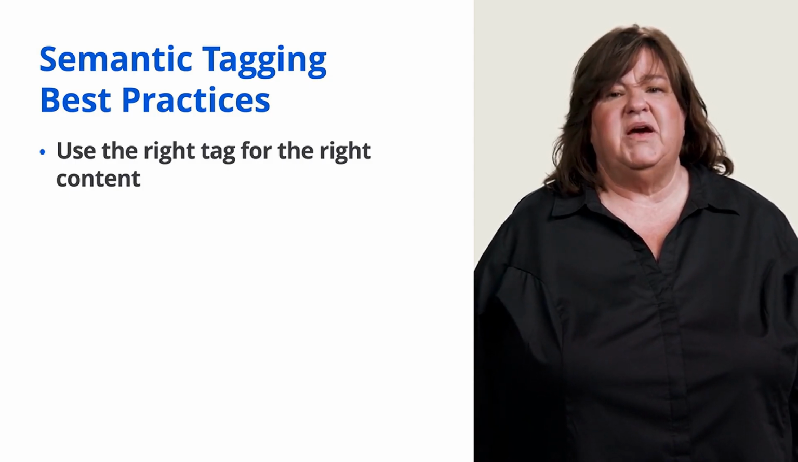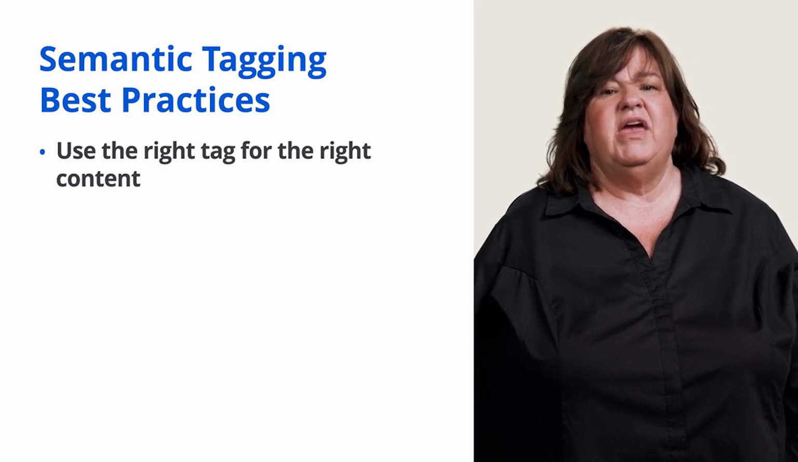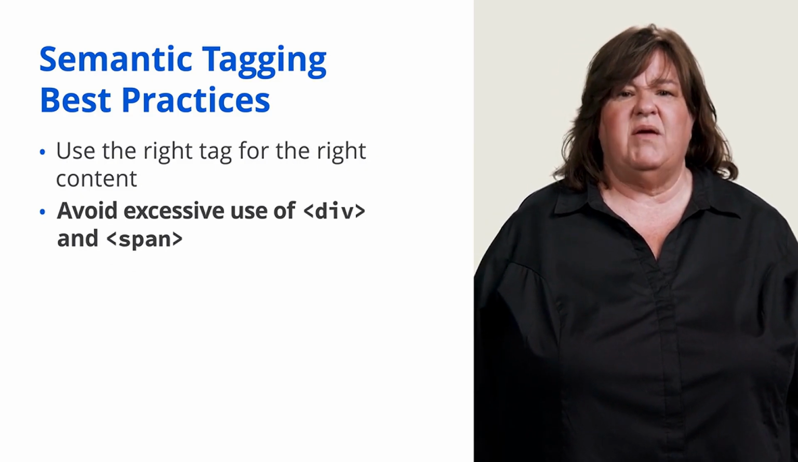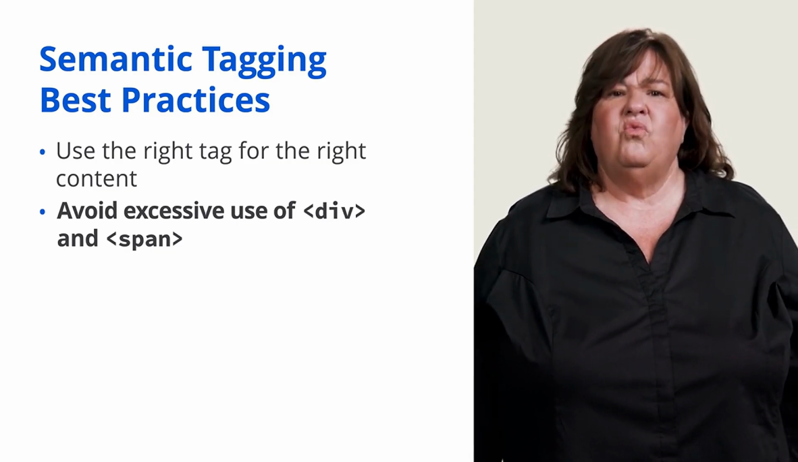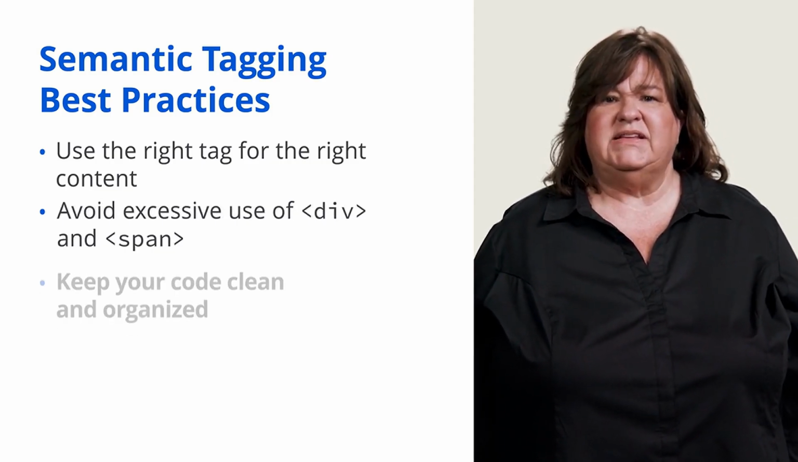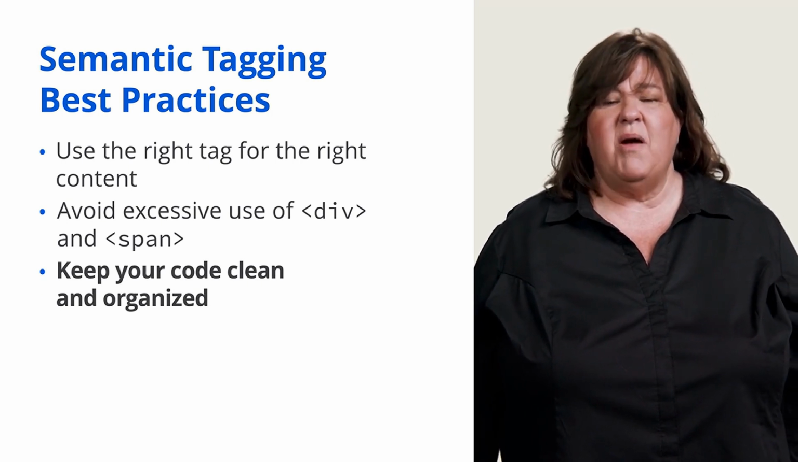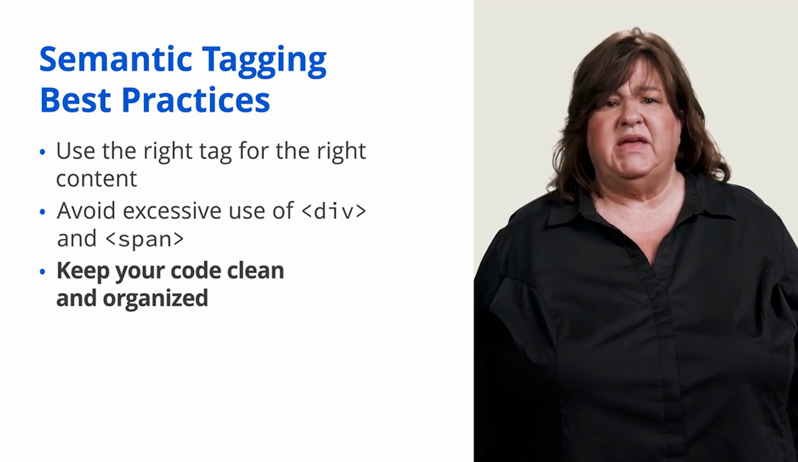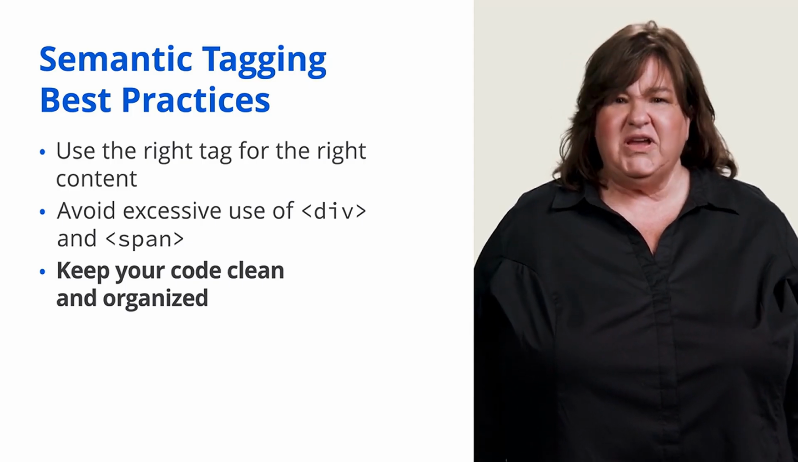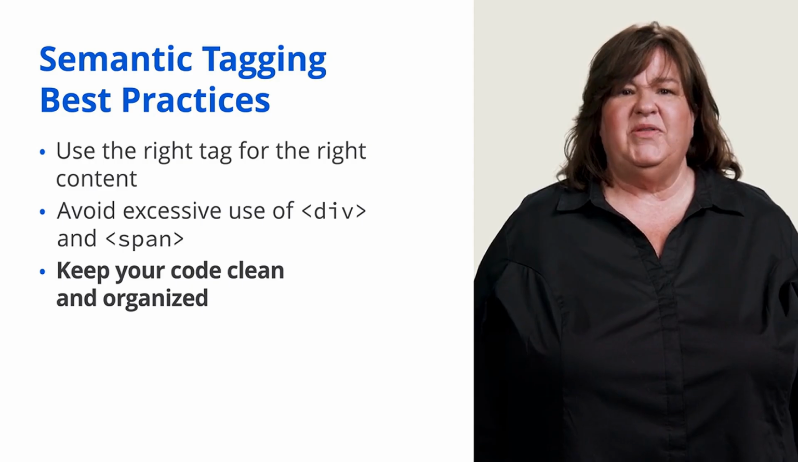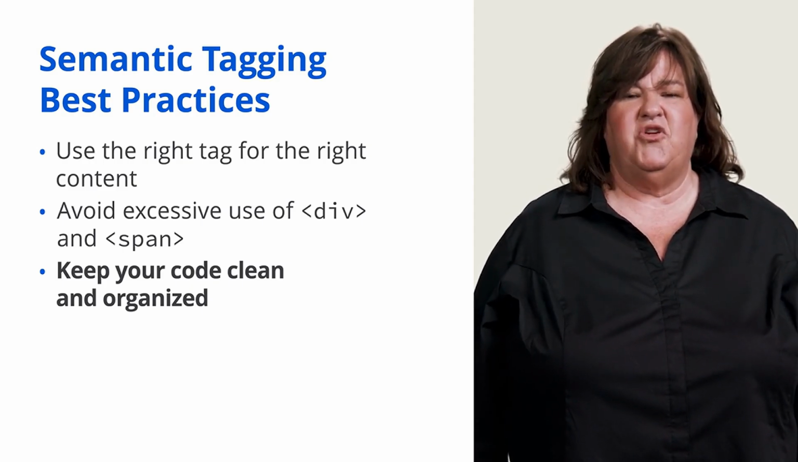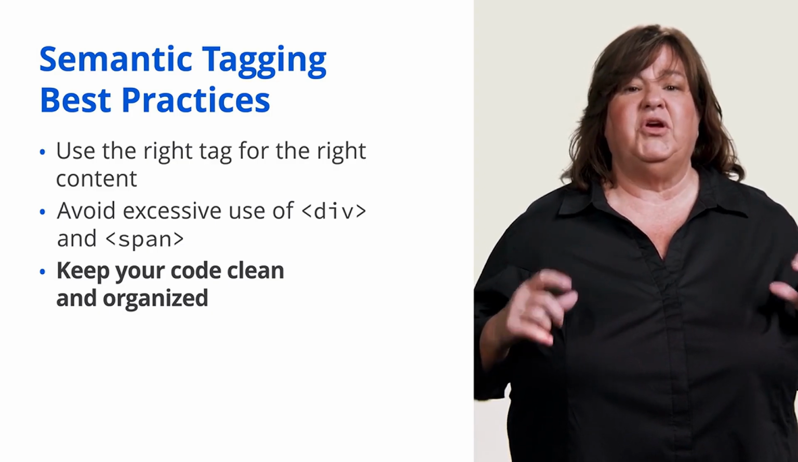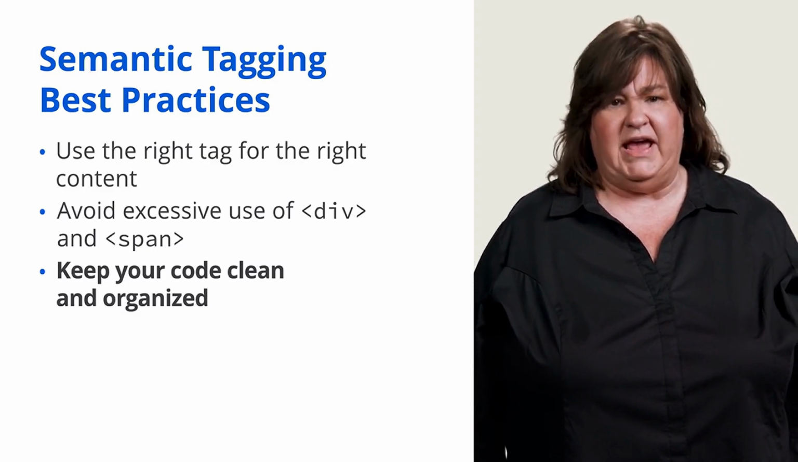Using these tags too much can clutter your HTML and make it harder to understand. Instead, opt for semantic tags that describe the content they contain. Write your HTML in a way that is easy to follow, with proper indentation and comments if necessary. This makes your code easier to maintain and debug. For example, instead of using multiple nested div elements to structure your page, use semantic tags like header, nav, main, and footer to keep your code clean and organized.